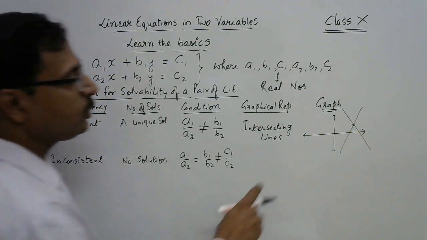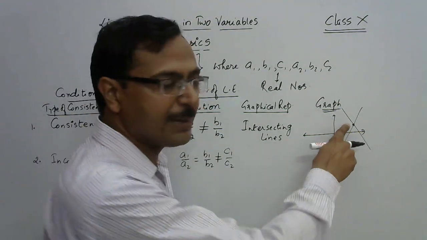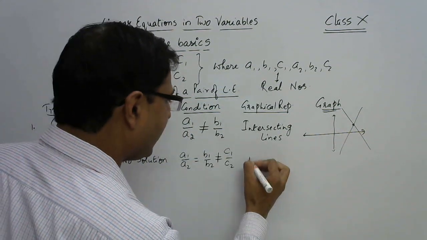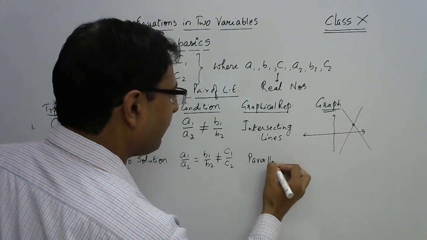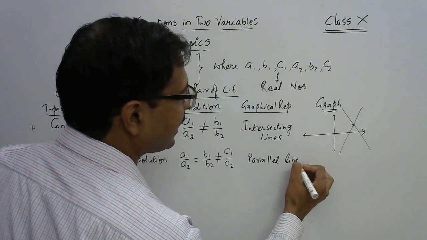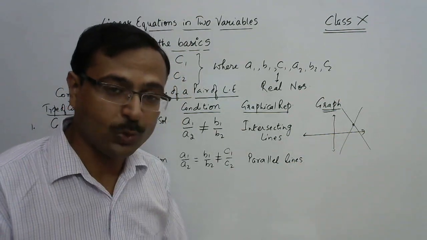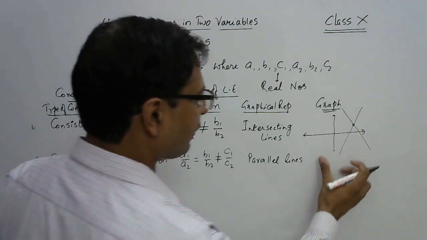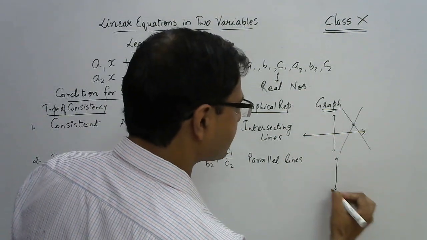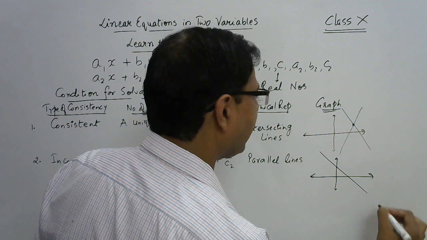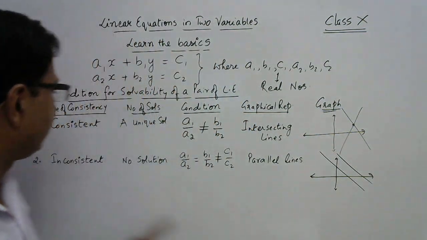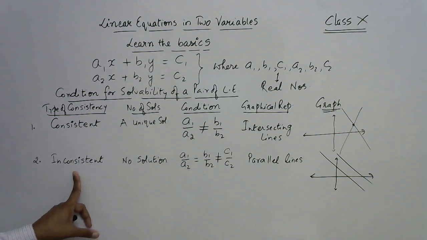And I told you that the solution is always represented by the point of intersection. So what type of lines will we obtain here? We will obtain parallel lines, because parallel lines don't intersect, and when they don't have a point of intersection, then there is no solution. So what type of graph will we be obtaining? I'll just draw it for your reference. If one line is like this, the other will be parallel to this. So parallel lines means inconsistent solution.